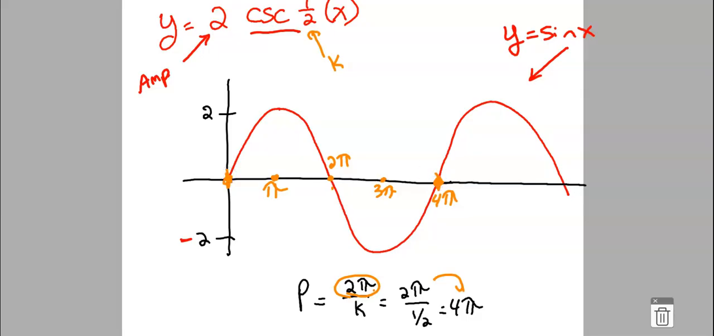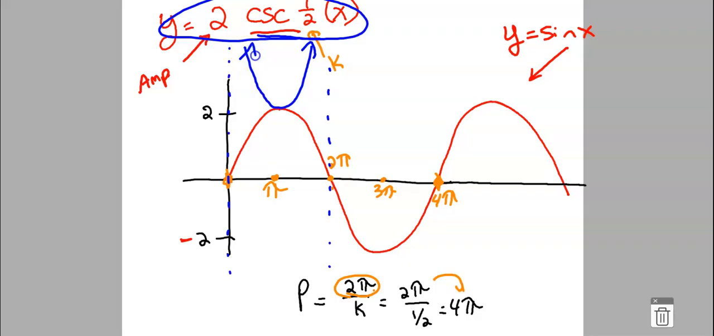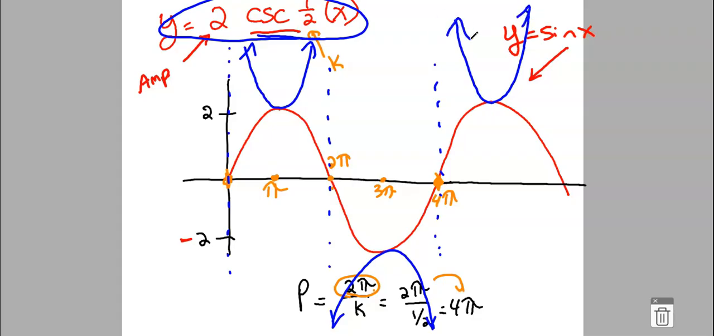Remember, at the highs and the lows is where the actual cosecant function is. So if we graph the cosecant function, we're going to graph that in blue. See, there's a vertical asymptote here, like a parabola. Again, at the highs and the lows. So it keeps going like that.